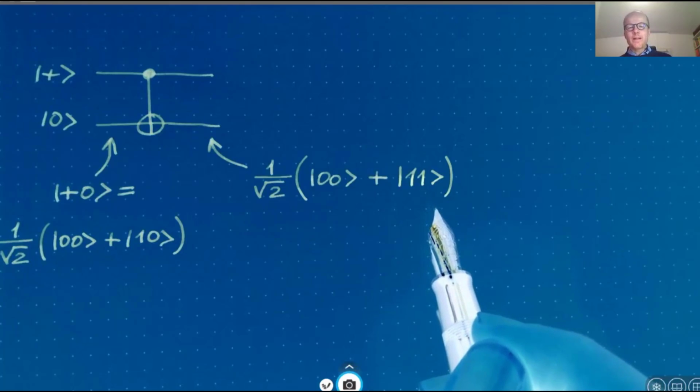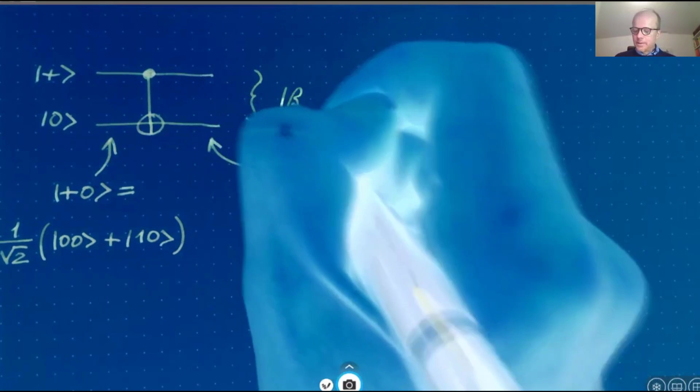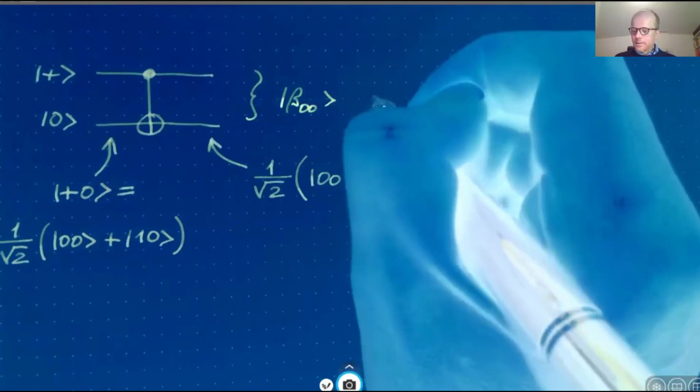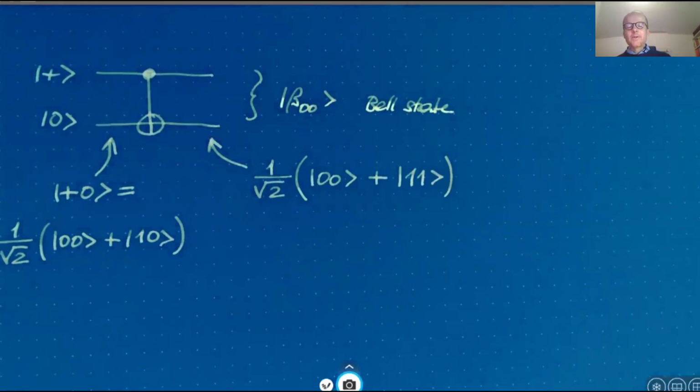And this is one of the Bell states that we encountered last week. Yeah, this is the Bell state, which is an entangled state. Yeah? So here you have an example where a 2-qubit gate can produce entanglement. You have a product state coming in and an entangled state going out.